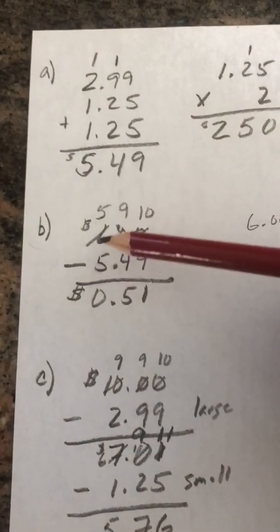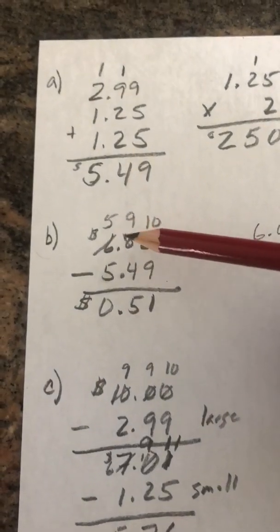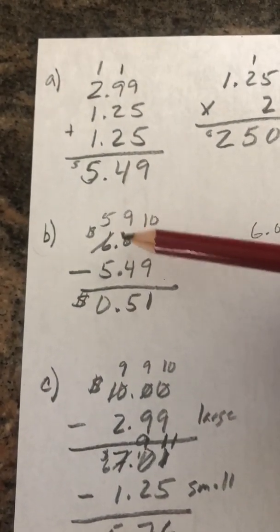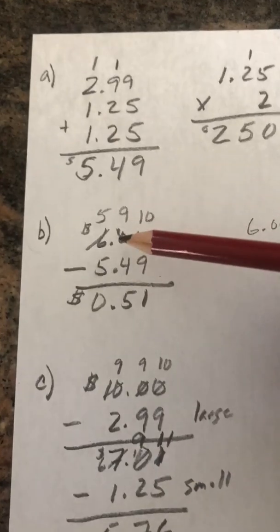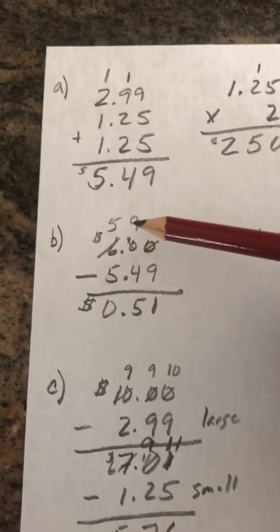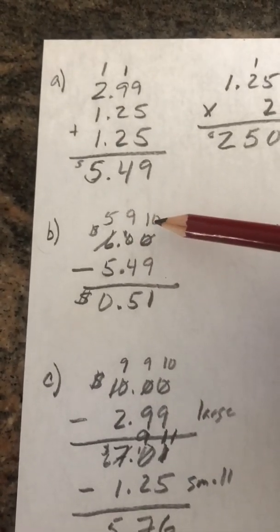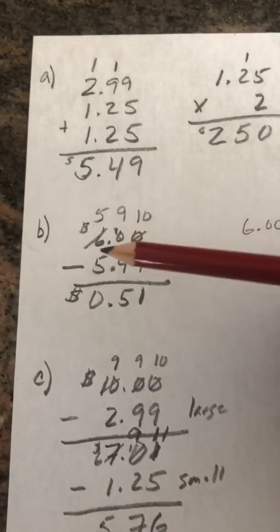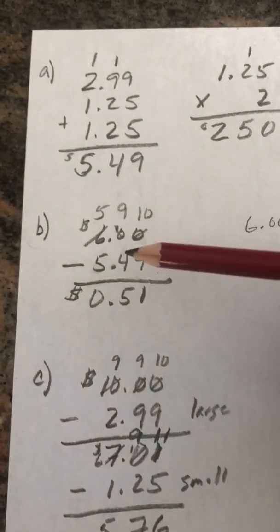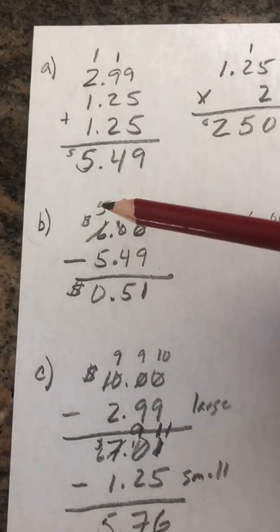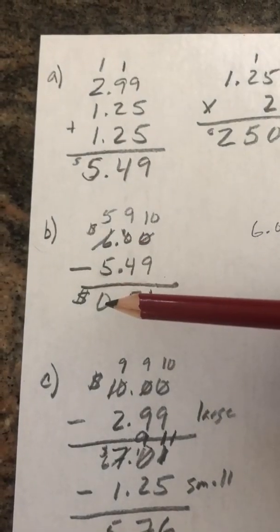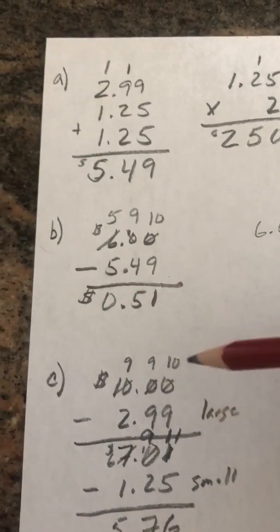I'm going to actually have to start borrowing from the ones place. So the 6 is going to become a 5, and this 0 is now going to become a 10. Now that I have 10 here, I can take 1 away, it's going to become 9, and this 0 is now going to become 10. So 10 minus 9 is 1, 9 minus 4 is 5, 5 minus 5 is 0. So he's going to get 51 cents back.